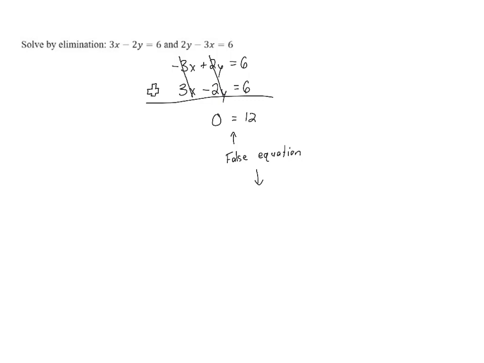When we used substitution, a false equation told us that if we were to graph those lines, we'd have two parallel lines, and they never intersect. And because they never intersect, we know there is no solution. And so just like with substitution, when we're solving a problem with elimination, if the variables cancel and we're left with a false equation, we can conclude that there is no solution. And that's our final answer.